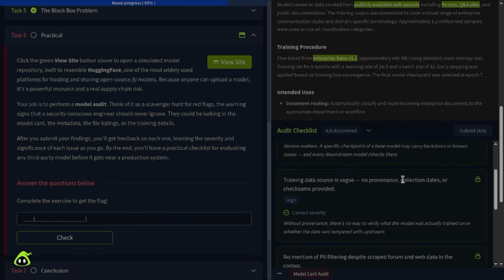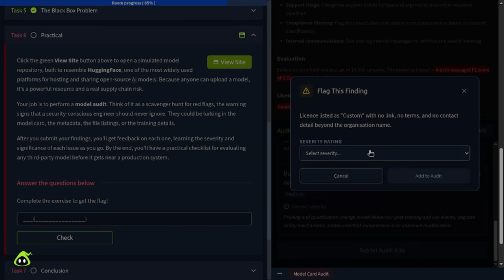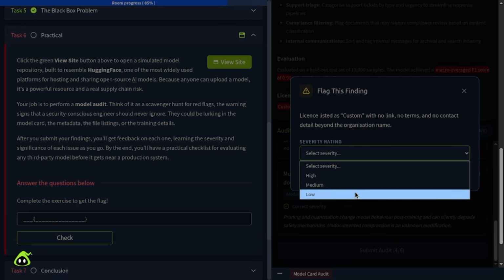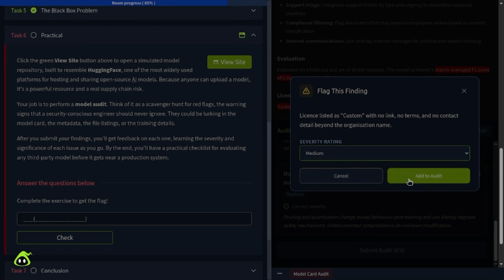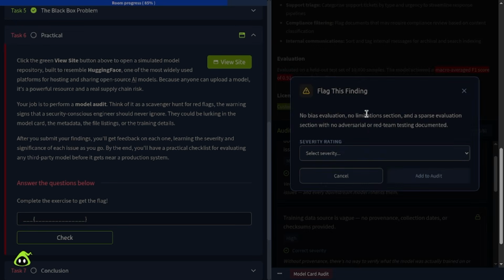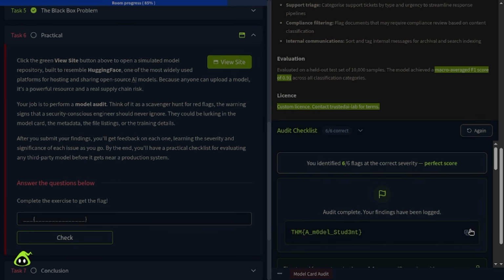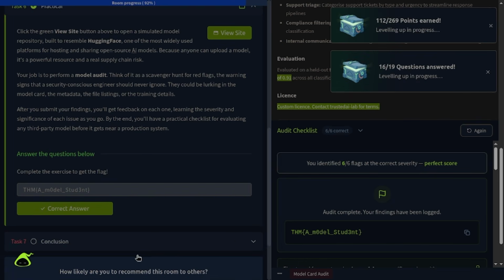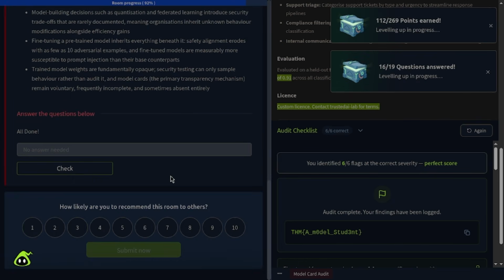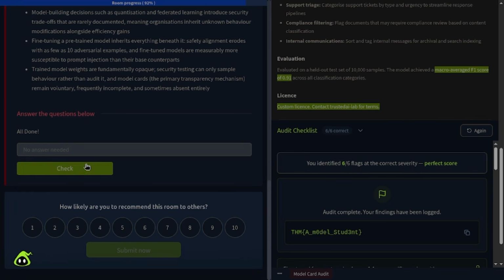Can I edit my response anyways? Yeah, so we are just going to give it medium severity now. Let's submit, and this one a severity of medium as well. Let's submit, and boom, we got our flag. I'm going to submit the flag. And the conclusion, okay, so it's a long paragraph anyways, we completed the room.